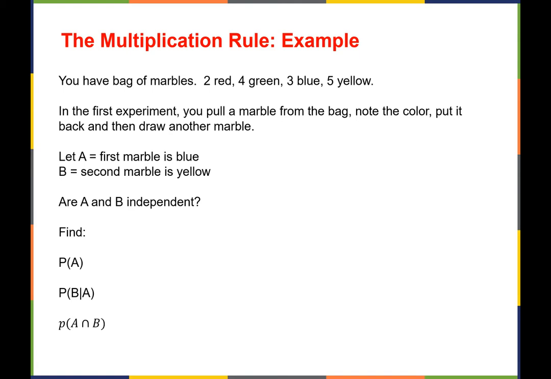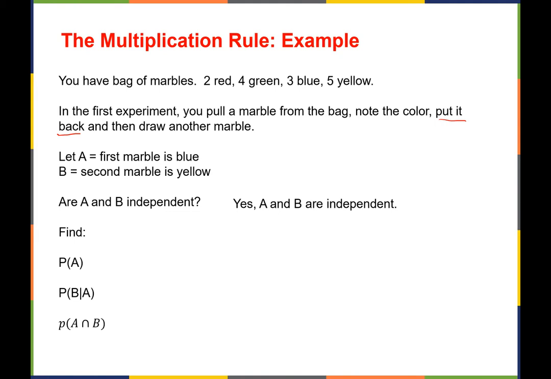The first thing we need to ask ourselves is: are A and B independent? Pause the video right now and see if you think they're independent or dependent. Did you come up that they were independent? We put the marble back in the bag, so no matter what we get for the first draw, we're exactly at the same spot for the second draw. So yes, A and B are independent.